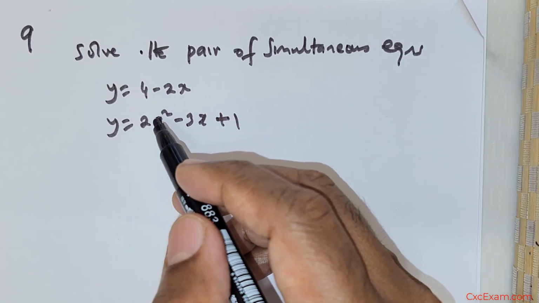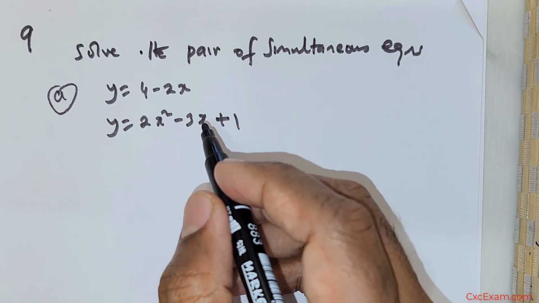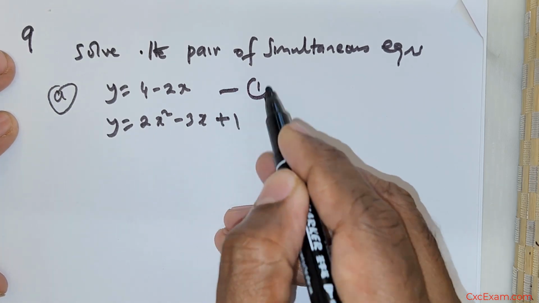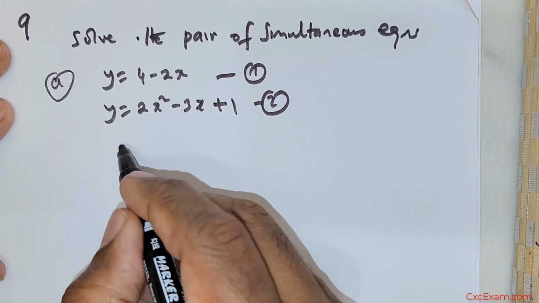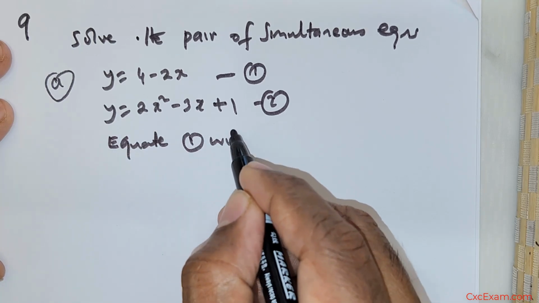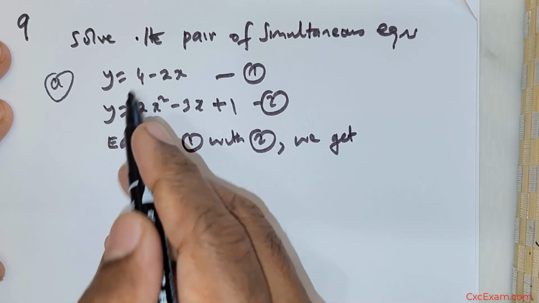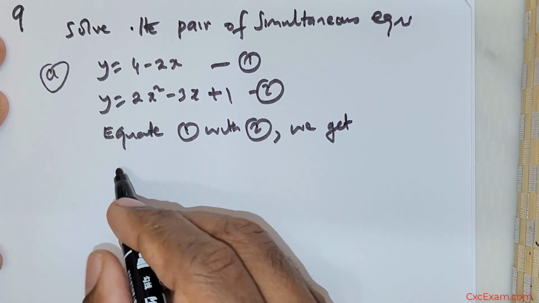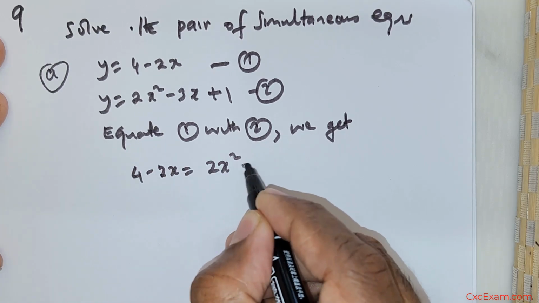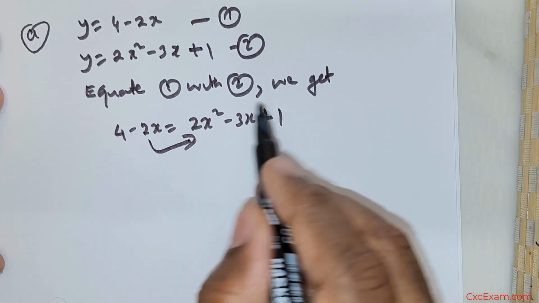So this is the first part. Now we will evaluate this first and then we will move on gradually to other parts. So I'm going to take this as 1, take this as 2. I will equate 1 with 2, we get: since both are connected with y, I can rewrite this as 4 negative 2x is equal to 2x squared negative 3x positive 1. Bring everything to the right.